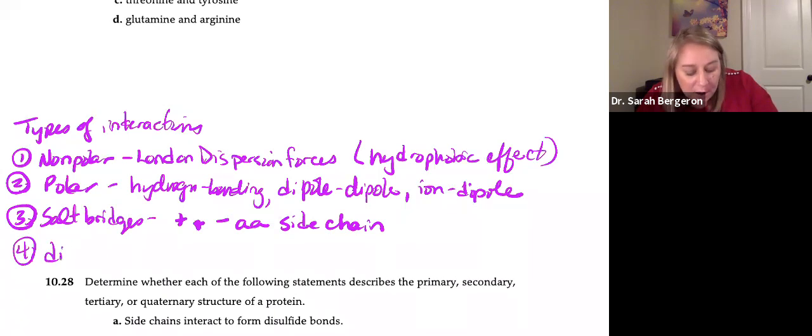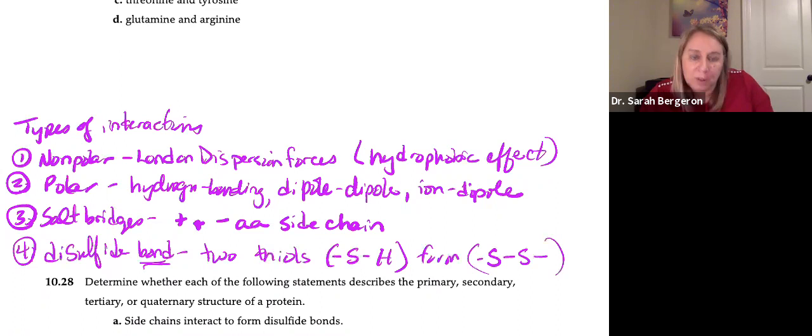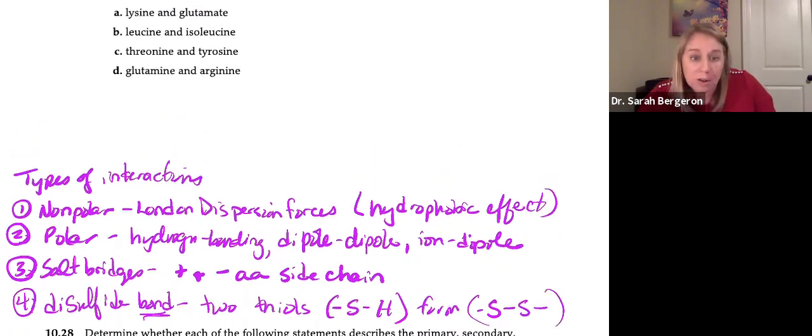Four would be a disulfide bond. This is actually a bond, right? This is not an intermolecular force. And you would have to have two thiols, T-H-I-O, thiols, which is something bonded to a sulfur, bonded to a hydrogen, and you oxidize them and you lose those hydrogens, right? And form the disulfide. Okay, so those are our types of interactions.